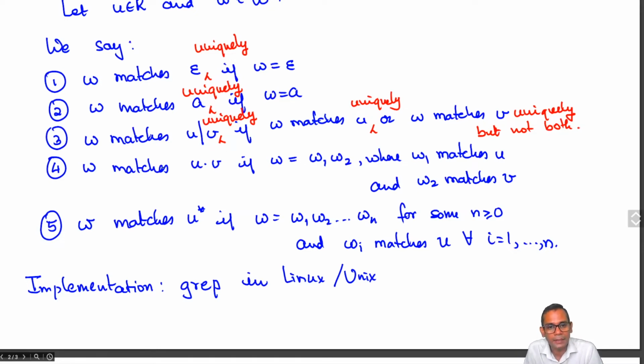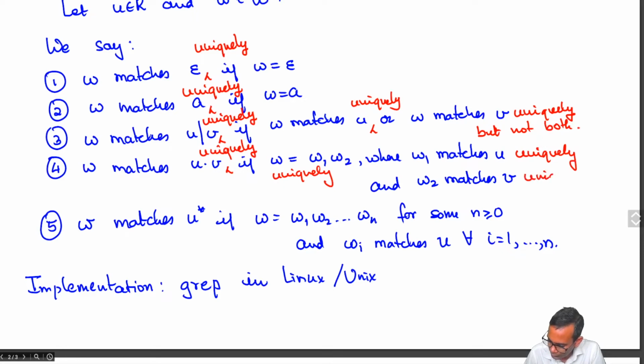And now we say that W matches U dot V uniquely if W has a unique decomposition. So this can be written in a unique manner where W1 matches U uniquely and W2 matches V uniquely. And finally, we'll say that W matches U star uniquely if W has a unique decomposition. It can be uniquely written as W1, W2, ..., Wn, where Wi matches U uniquely for each i.